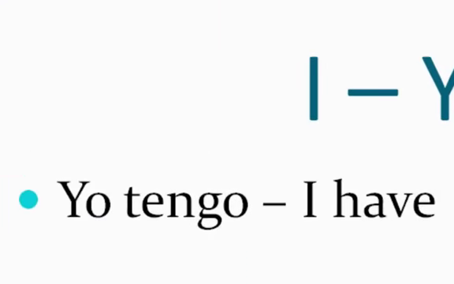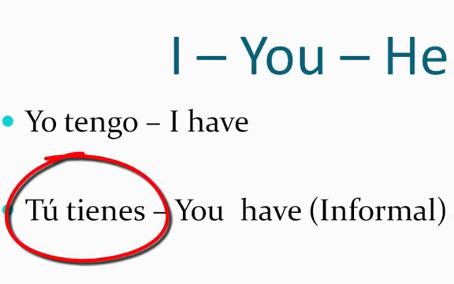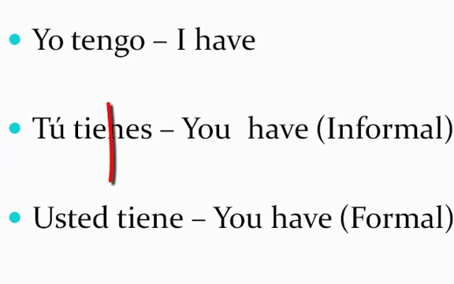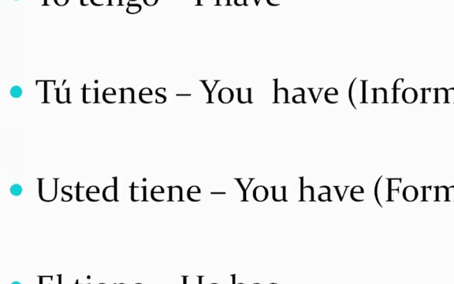Yo tengo. Okay, to say you have in the informal form, that would be tú tienes. Tú tienes. The formal form of you have would be usted tiene. Usted tiene. Remember, it's really important to know when to use the formal, when to use the informal form. Again, tú tienes or usted tiene, depending on who you're talking to.